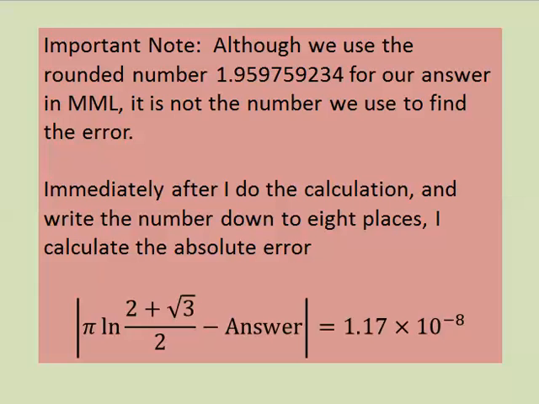If you don't know how to use the store key, then while that answer is still in your calculator, the unrounded answer is still in your calculator, just go minus pi ln, and then don't forget to use parentheses around the 2 plus radical 3. It's very important that you know how to use the order of operations, because when you switch from vertical to horizontal notation, you have to add in extra parentheses.